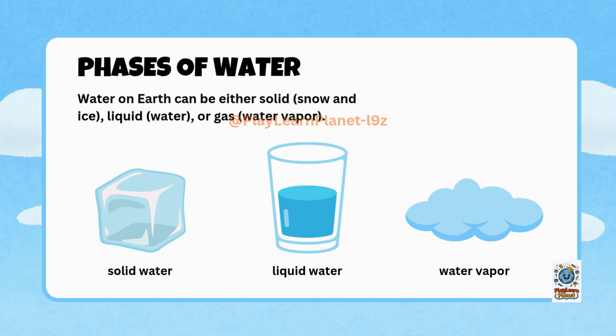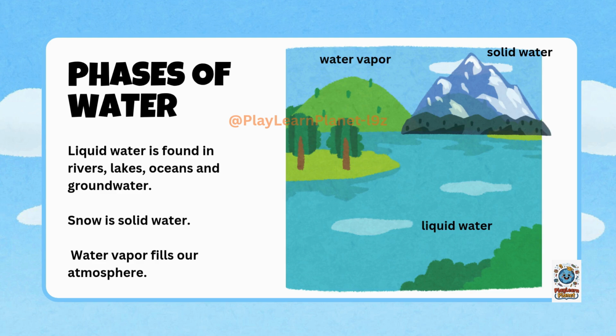Phases of water. Water on Earth can be either solid, snow and ice, liquid, water, or gas, water vapor. Solid water. Liquid water. Water vapor. Liquid water is found in rivers, lakes, oceans and groundwater. Snow is solid water. Water vapor fills our atmosphere.